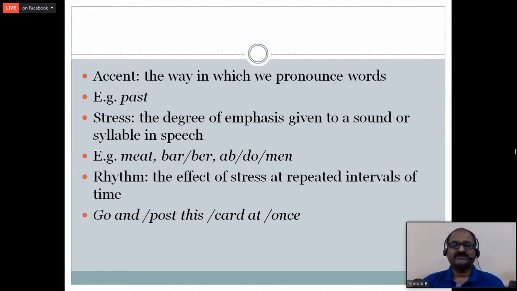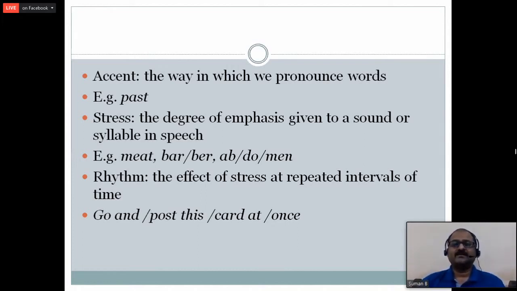Next is stress. Stress is the degree of emphasis given to a sound or a syllable in a speech. So how much stress is given to a particular syllable in a speech. Now, for example, if you take meat, there's only one syllable, so the stress is given in the beginning of the word. Now look at the next example, barber. Here we have two syllables, bar and bur.